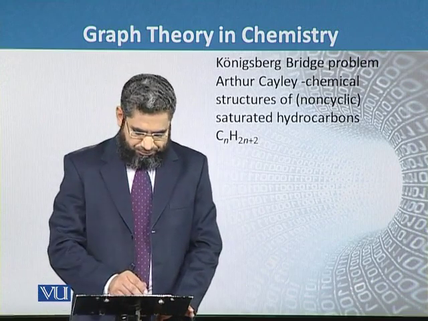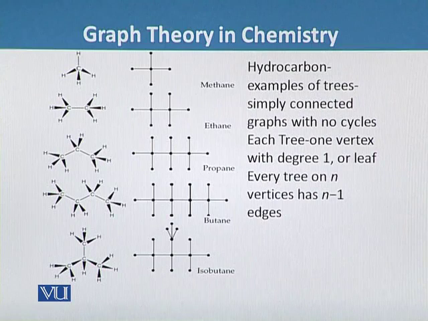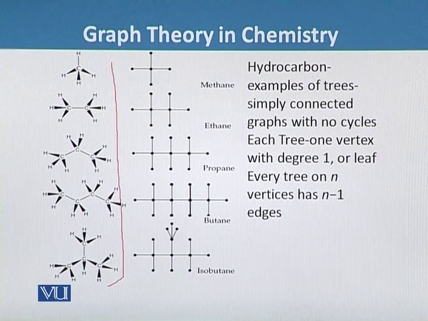CnH2n+2. So these are the chemical formulas of the hydrocarbons. And the structures of this type of hydrocarbons are examples of trees, which are simply connected graphs with no cycles. It is not hard to show that every tree has at least one vertex with degree 1, or leaf. And this observation immediately implies that every tree on n vertices has n-1 edges.